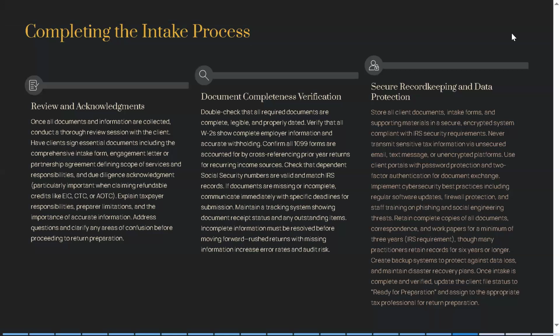Completing the intake process. Once all documents and information are collected, conduct a thorough review session with the client and have the client sign essential documents, including the comprehensive intake form, which we just went through, an engagement letter or partnership agreement defining scope of services and responsibilities, and a due diligence acknowledgement. Explain taxpayer responsibilities, preparer limitations, and the importance of accurate information. Address questions and clarify any areas of confusion before proceeding with the return preparation.